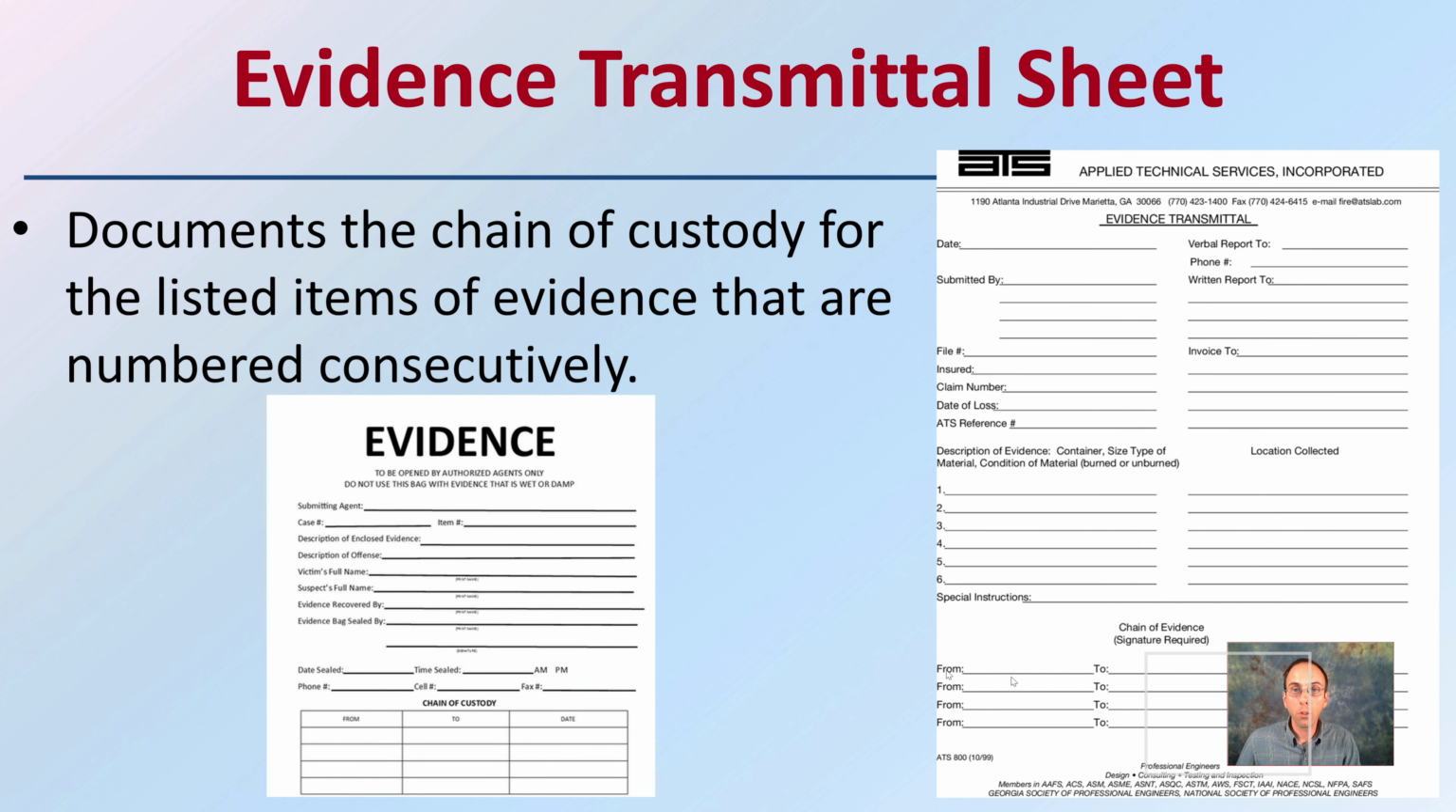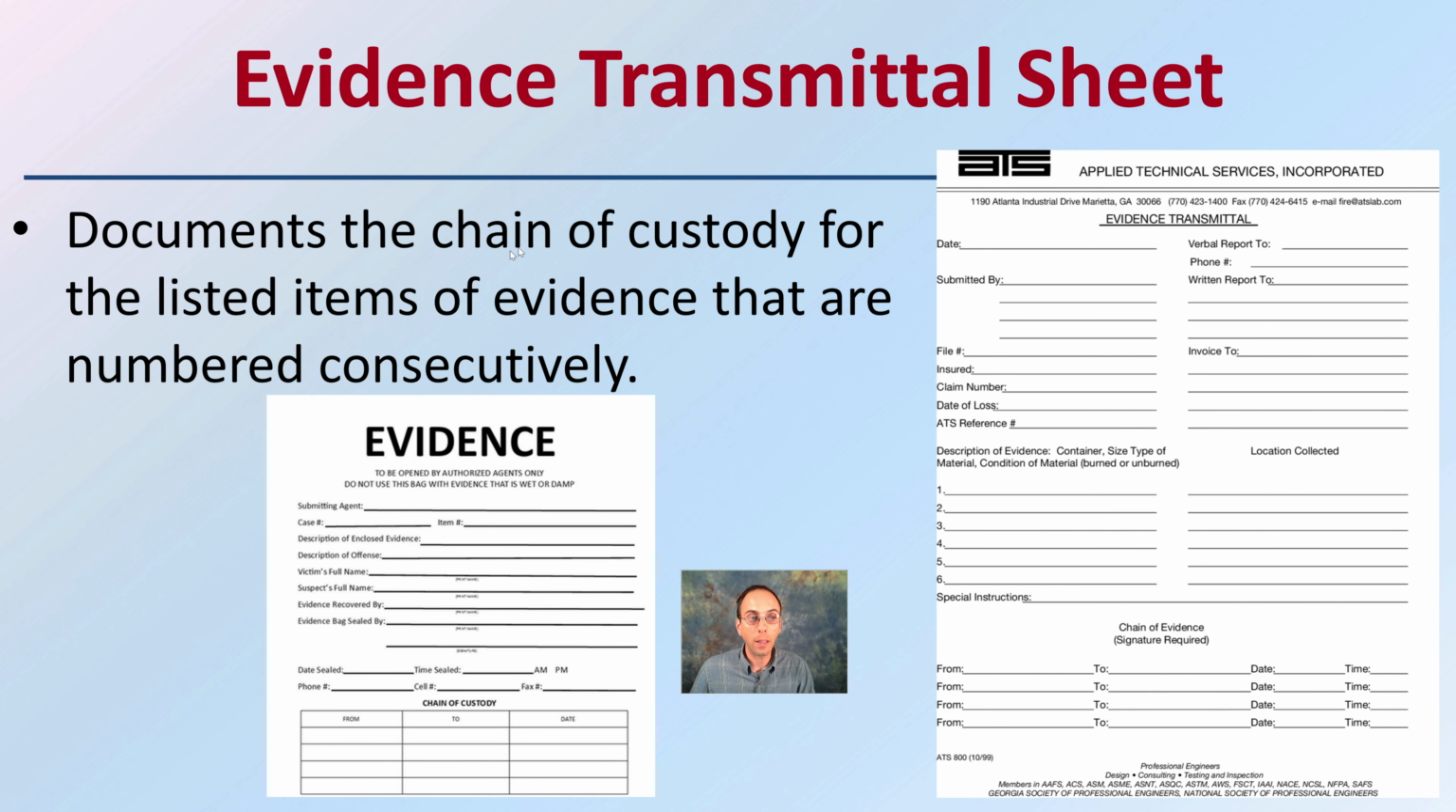Lastly, what does one of those transmissional sheets look like? Well, here's just an example of one. And they all document the chain of custody for a list of items of evidence that are numbered consecutively. So we see these examples of these transmissional sheets here, with all the information that's required. So all the hard work that went into acquiring the evidence to begin with, this ensures that it isn't tampered with in any way, and it can hold up in the investigation of a crime scene.